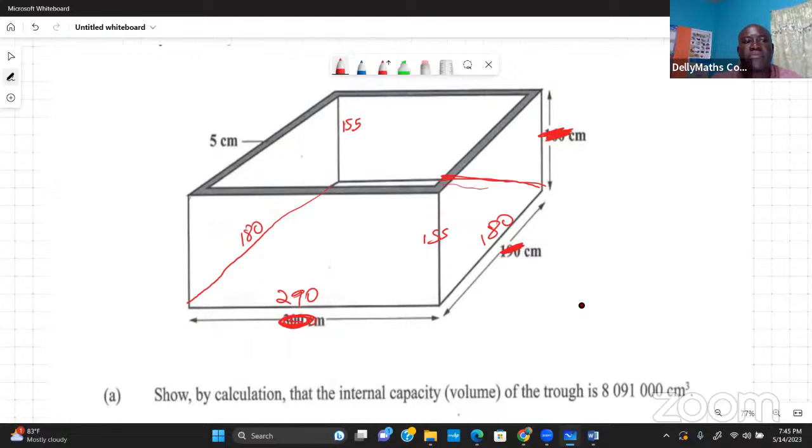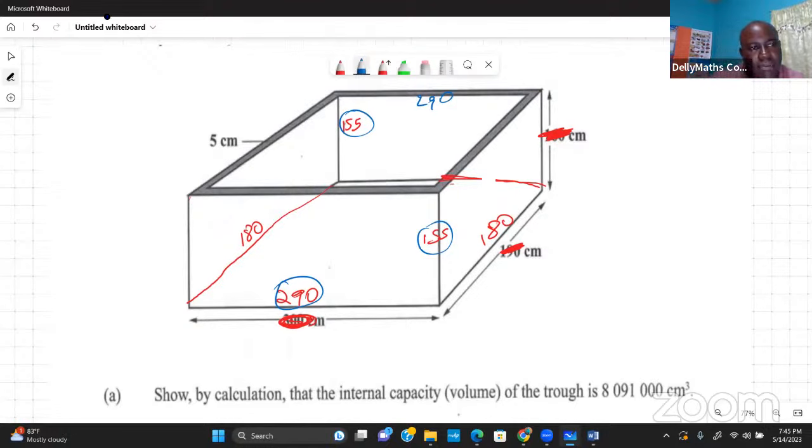We're talking about finding the area of all those surfaces. Every surface has a twin, almost every surface has a twin except the bottom because it is open at the top. We need to find the total surface area because we're going to paint it. This 290 times 155 has a twin because this is 290 and this is 155. You can see the twin across from it.